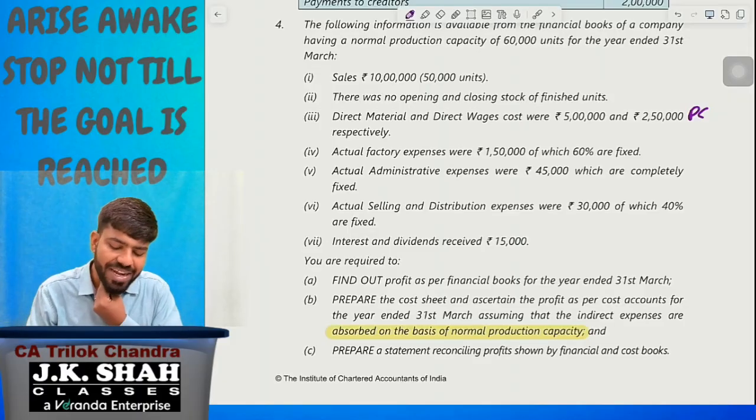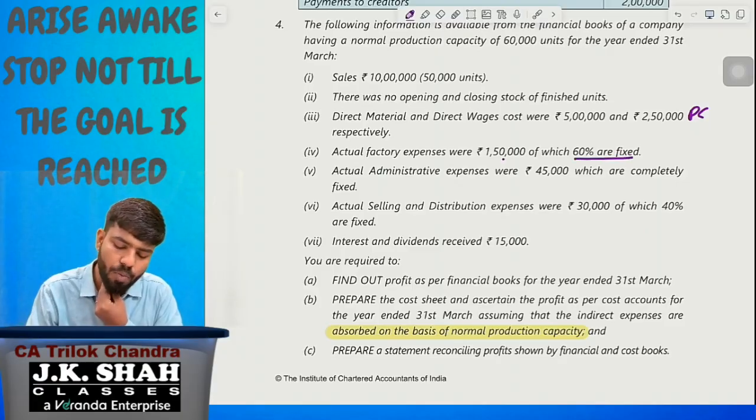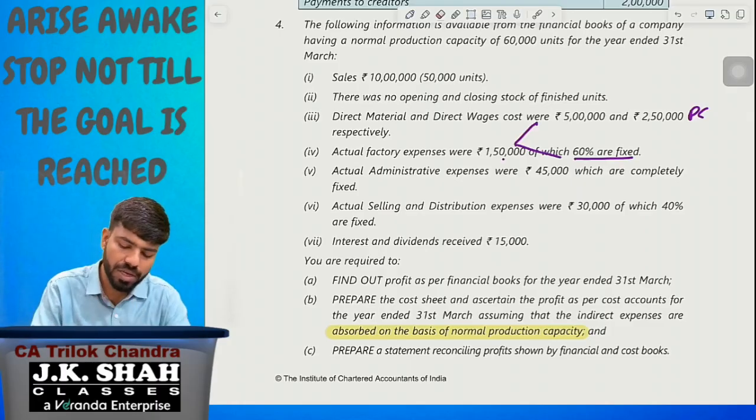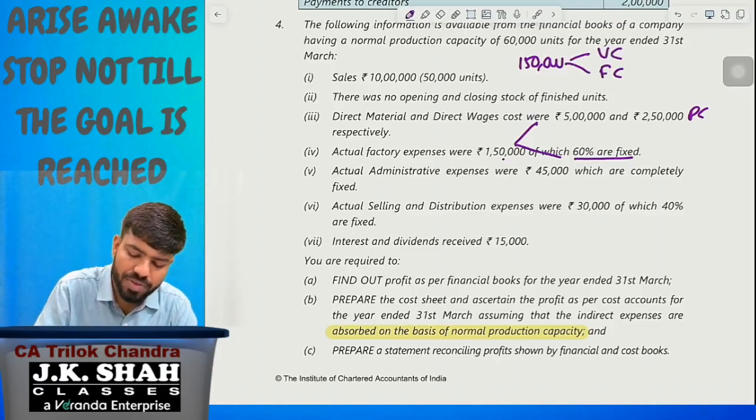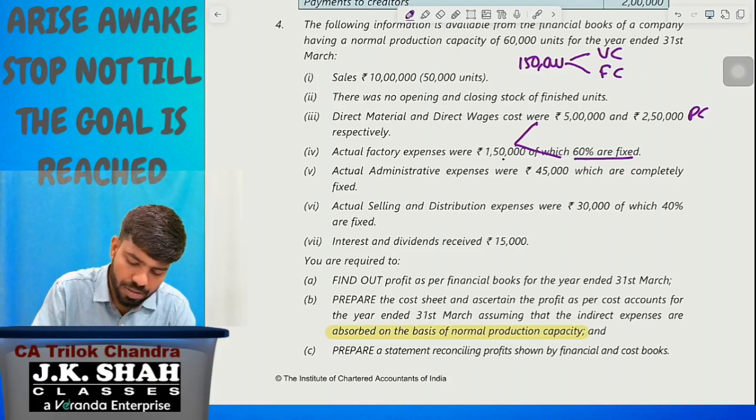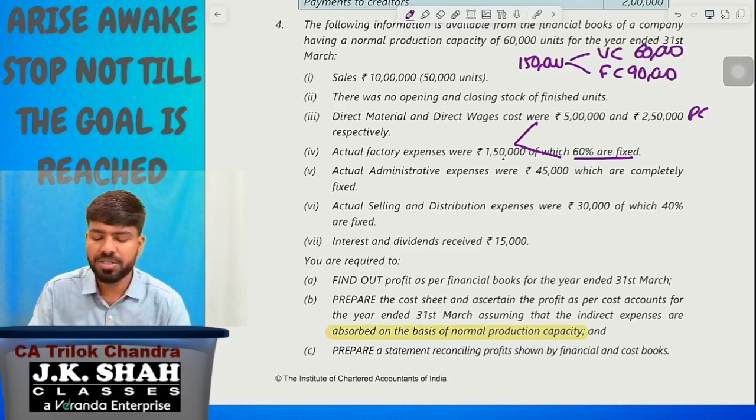Next, factory expenses 1,50,000, 60% is fixed. Now what do we need to do? This 1,50,000 will be bifurcated into two categories, variable cost and fixed cost. Fixed is 60%, that means fixed cost is 90,000 and variable cost is 60,000.